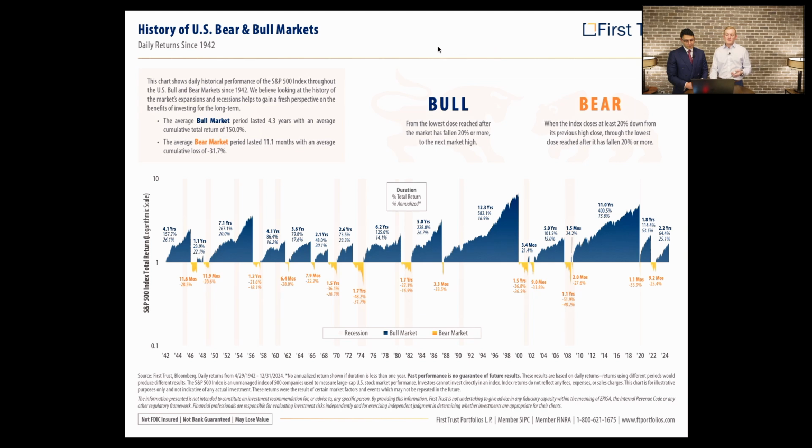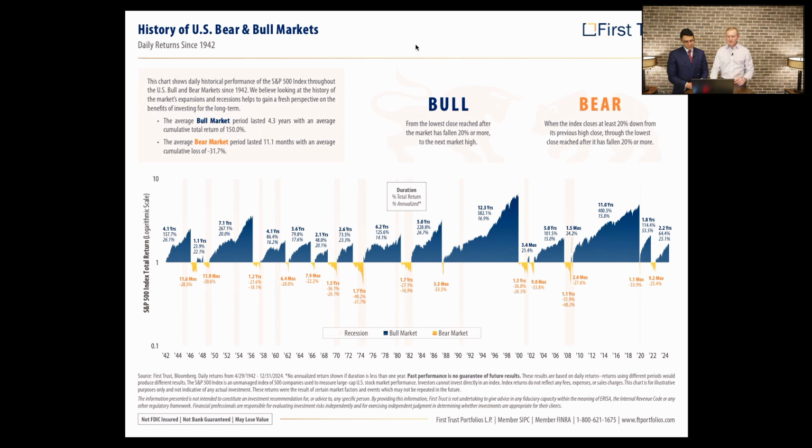The other term, it's not on this chart, but you'll hear it sometimes on financial news, is a correction in the market. And a correction happens more often than a bear market. And a correction is a 10% contraction from recent highs.